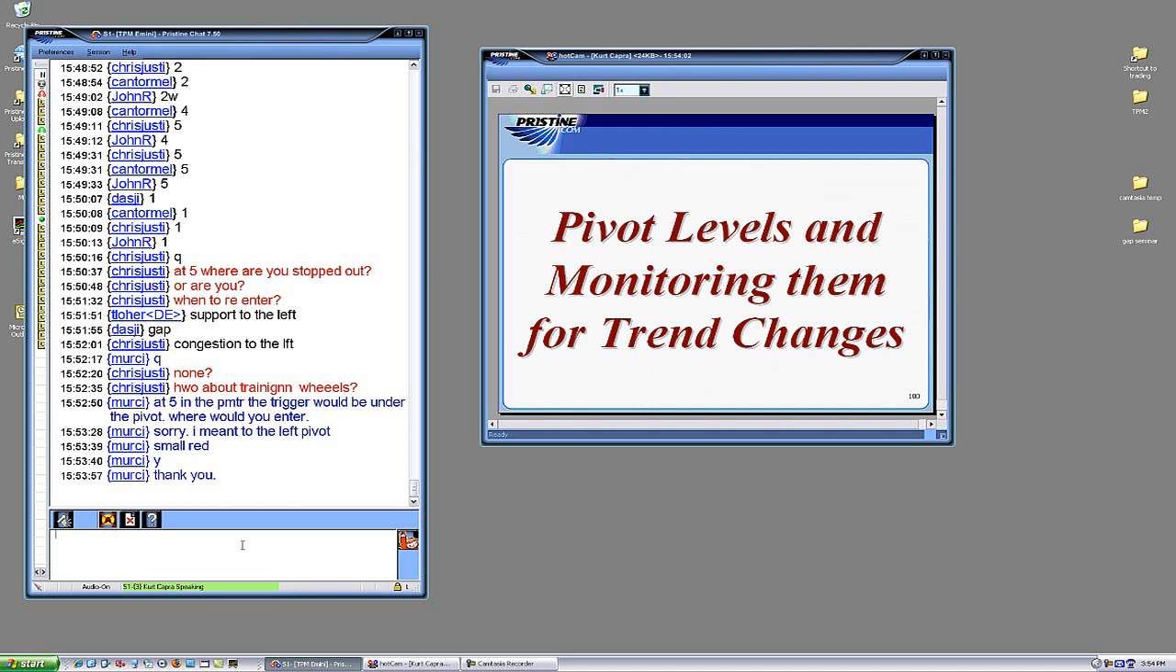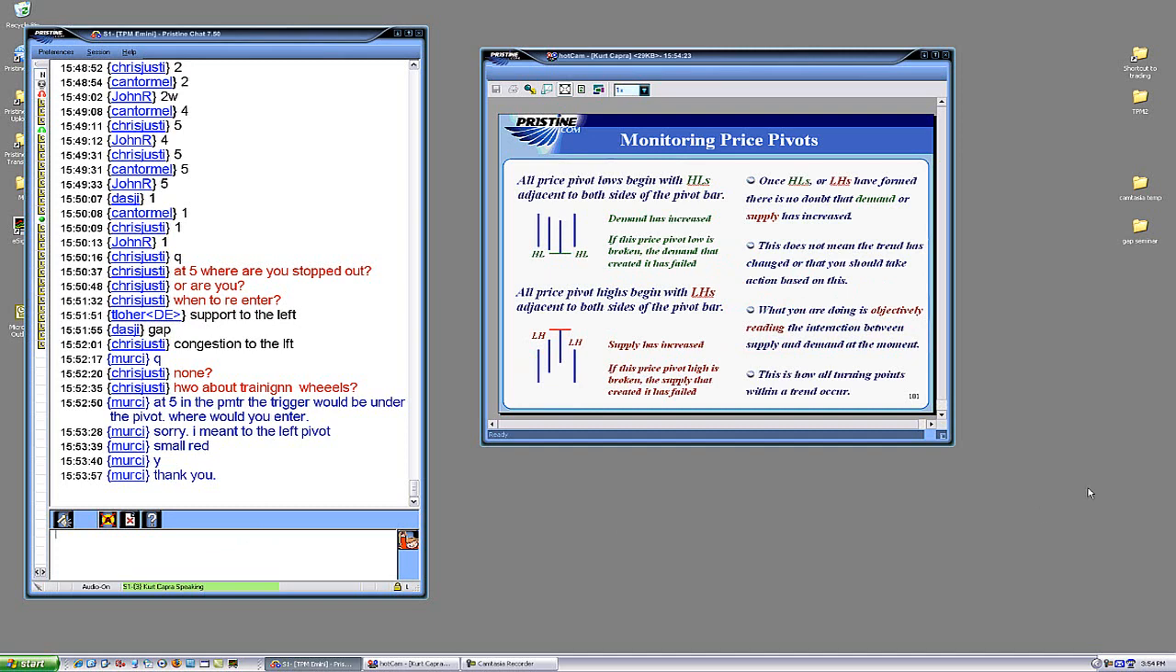All right, so talk now about pivots and monitoring them for trend change. As I said before, all price pivot lows begin with higher lows adjacent to both sides of the pivot bar. All pivot highs begin with lower highs adjacent to both sides of the pivot bar.